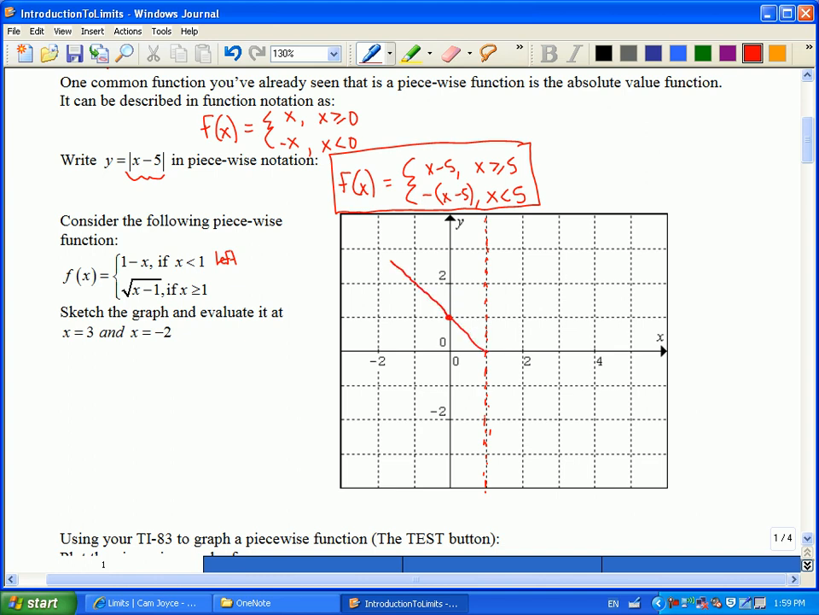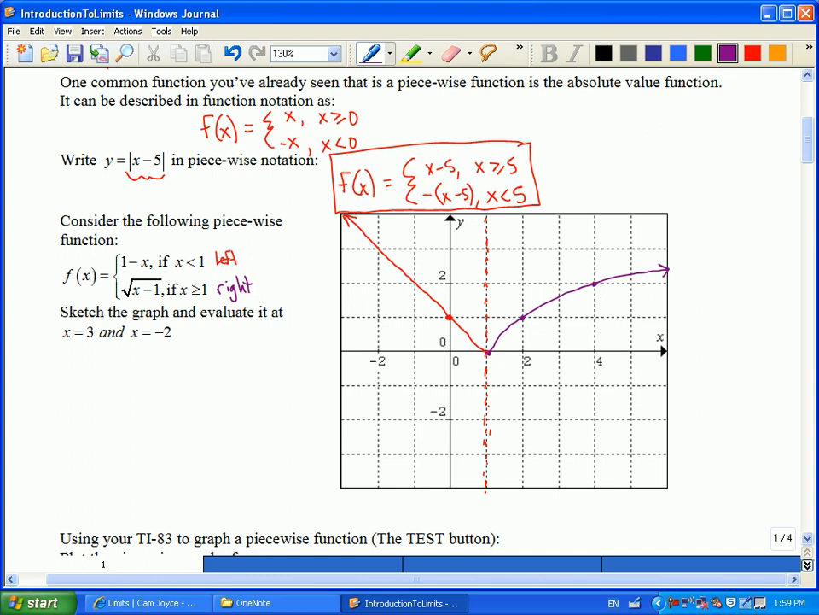So it would go like this, red graph. And this is the right side here, and this one is the square root of x minus 1. So it's going to look something like this purple graph. So there's the two pieces. I sketch the left side, sketch the right side, and then I'm going to use the graph to evaluate x equals 3 and x equals negative 2.